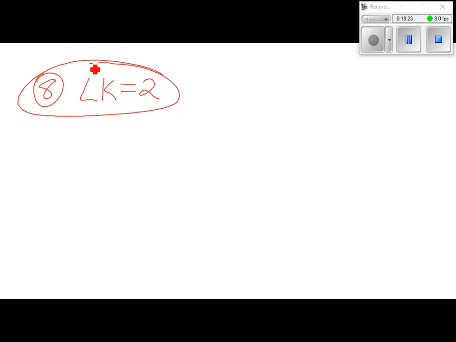12. Says find the length of LF. How long is segment LF? 14. Does everybody agree with 14?